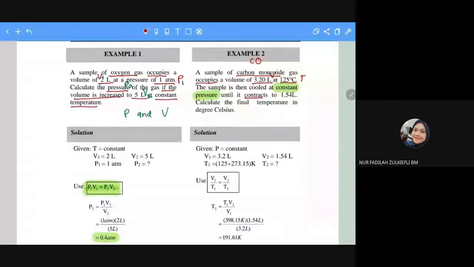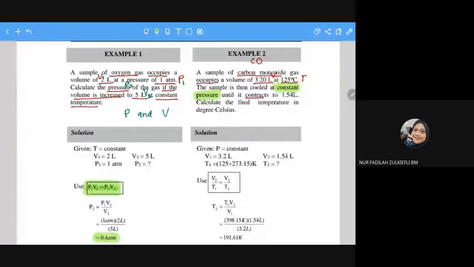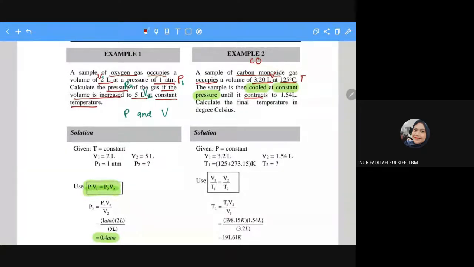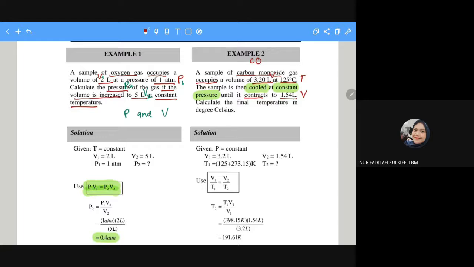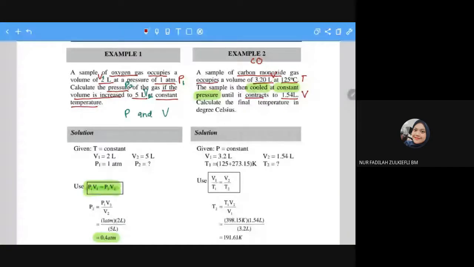Mengembang atau mengecut? Contracts. Mengecut lah sebab dia kata cool down. Okay, right. So contracts to 1.54 liter. Okay, this is also volume. Tapi ini volume V1 or V2? Ini adalah V2. 3.2 liter adalah V1.